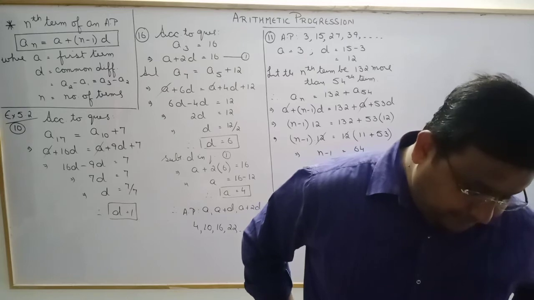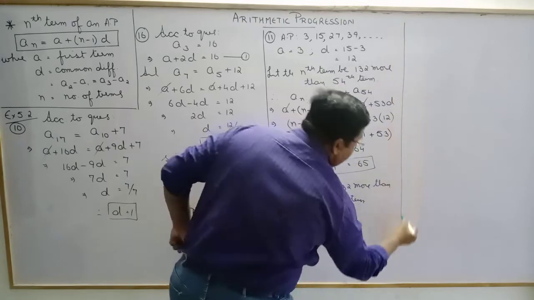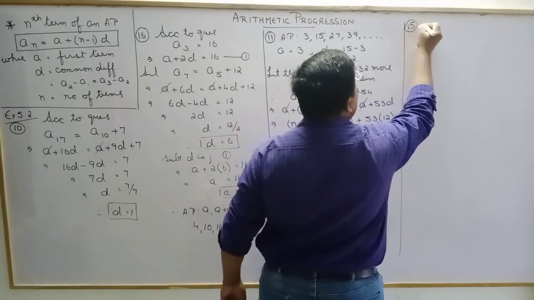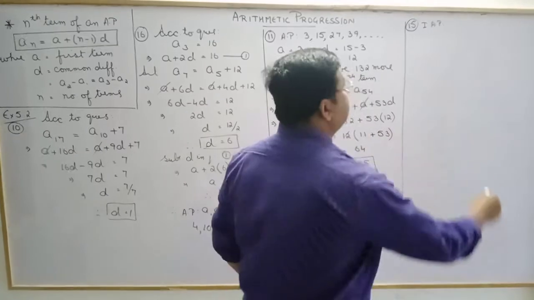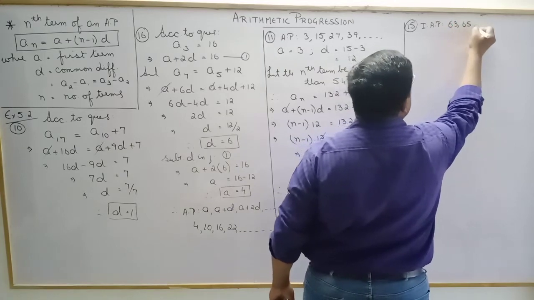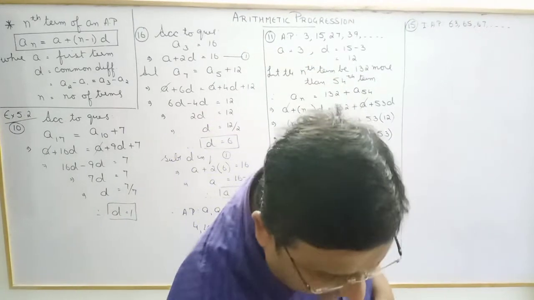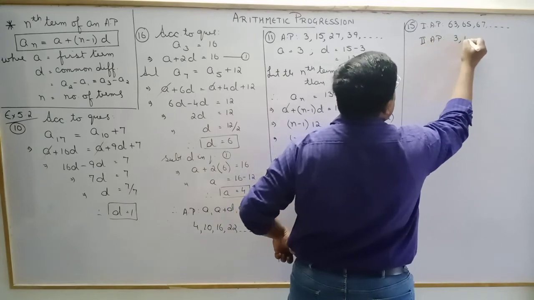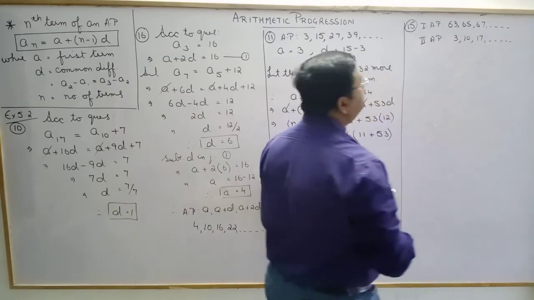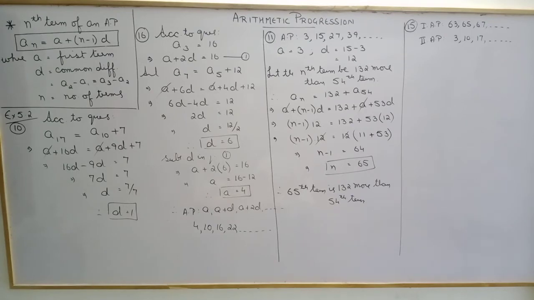Question number 15. He says, for what value of n? Again he is talking about n. N was the number of terms. For what value? First AP, which is the first AP? 63, 65, 67. If I talk about this, can I find A and D? And the second AP is 3, 10, 17 and so on. APs are given to us. Can we find A and D? We can easily find A and D.